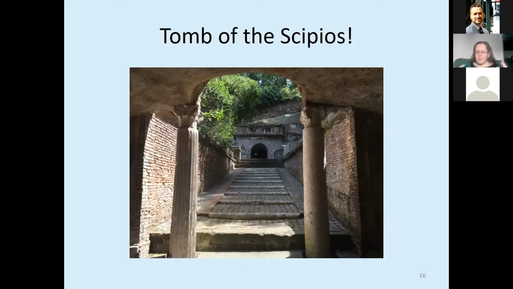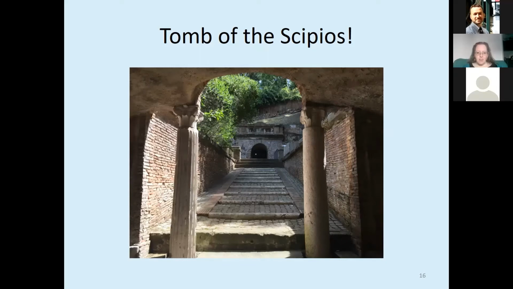For this, again, getting back to that main point of knowing where things are. I would not have been able to tell you where the tomb of the Scipios was, but now I've got that in my mental map. Like, okay, I know where this is. I know how to get to it. It's mostly closed. I think you can only get in with an appointment.